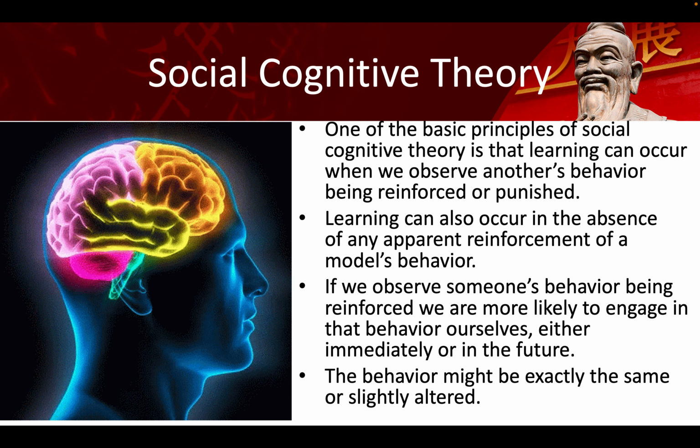One of the basic principles of social cognitive theory is that learning can occur when we observe another's behavior being reinforced or punished. Learning can also occur in the absence of any appropriate reinforcement of a model's behavior. If we observe someone's behavior being reinforced, we are more likely to engage in that behavior ourselves, either immediately or in the future. The behavior might be exactly the same or slightly better.